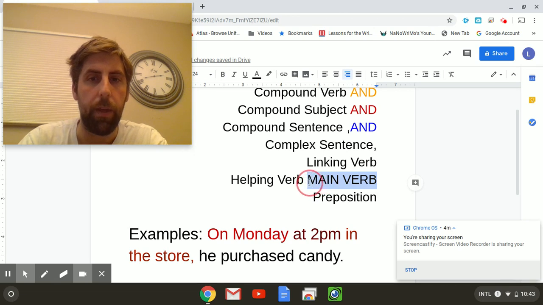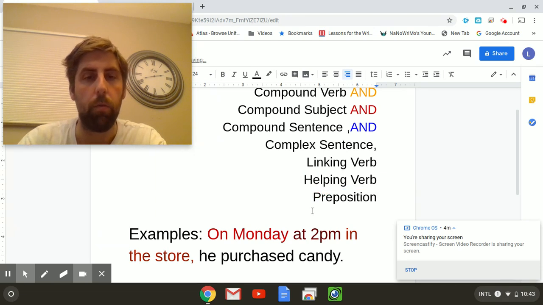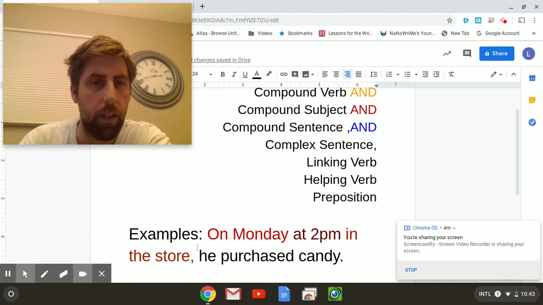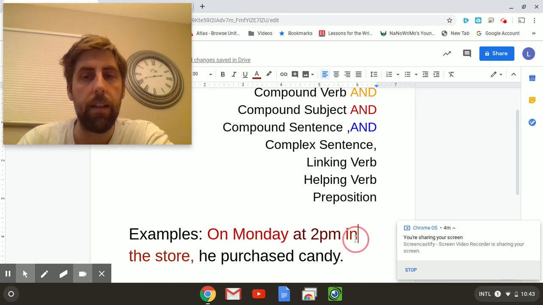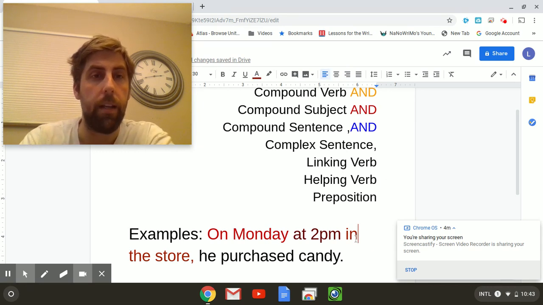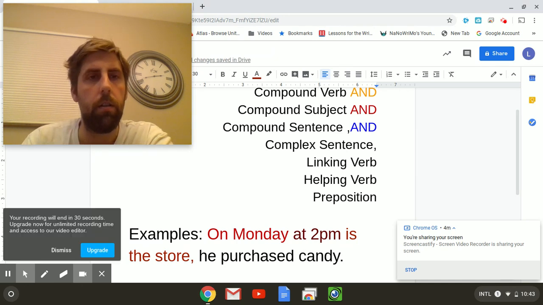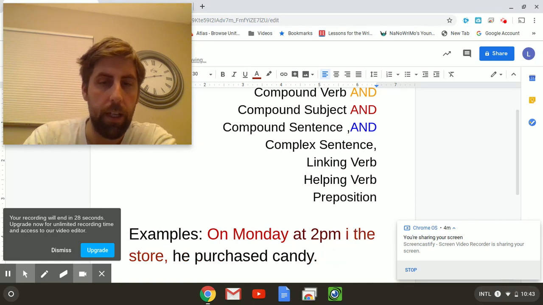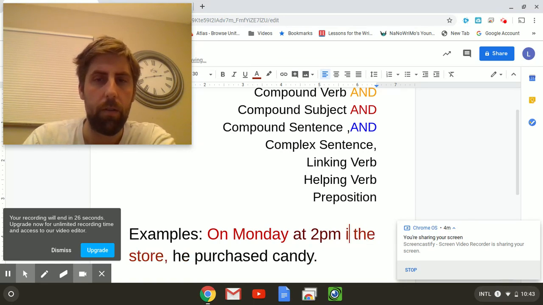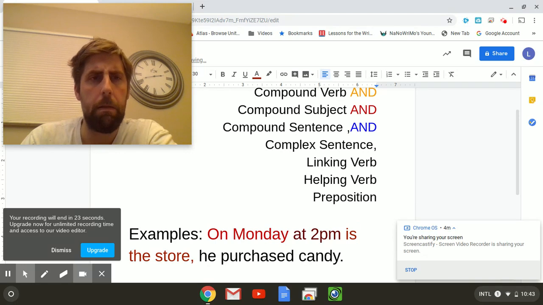I could see why people think it might be a linking verb though, because the word is, that's a linking verb, and we haven't had a verb yet, so this could be considered a clause. We have to start to look at the word in and know that in is a preposition. With the word is, that's a linking verb. On Monday at 2 p.m. is the store. Okay, that doesn't make any sense. In the store, that's a preposition, because you wouldn't say is the store. That's not the sentence. It's in the store, and in is a preposition.